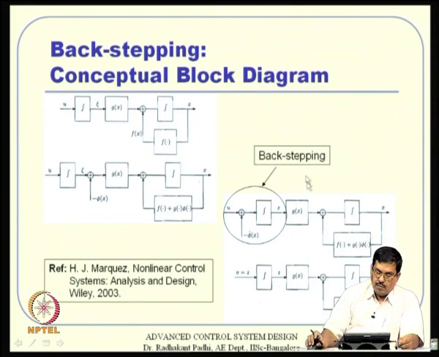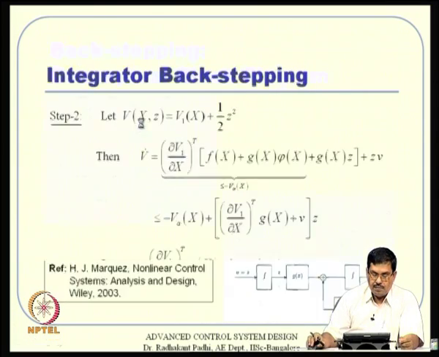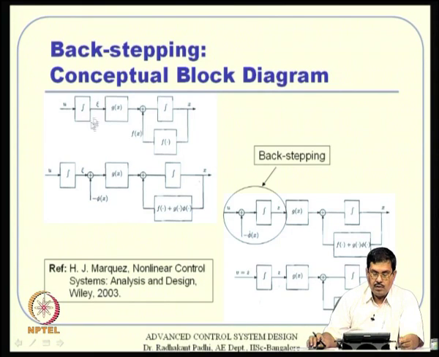So what is going on in a block diagram sense? This is the original system dynamics: we start with u, and if you integrate it, you get xi. Then it is multiplied by g of x, giving g of x times xi, and then this feedback operates that way. So what you see here is f of x plus g of x times xi. That is x dot.